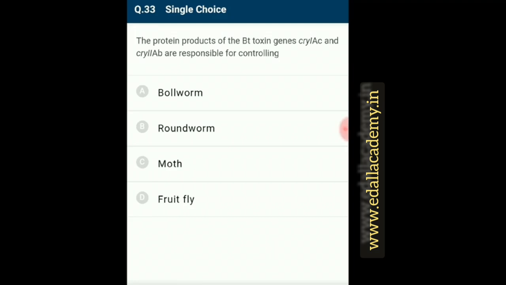When this protein comes in contact with the digestive juice in the gut of the insect, it becomes active. The activated protein binds to the surface of the epithelial cells of the midgut and creates pores. This causes swelling and lysis of the cells, leading to the death of the insect. So the answer is option A, bollworm.